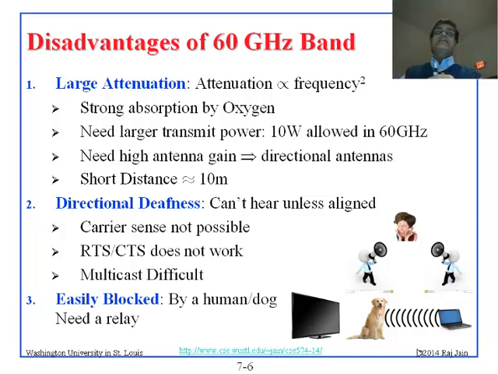So you cannot say, well, I will see if the medium is available. Whether the medium is available depends upon the receiver. If somebody is talking to the receiver, it is not available. If nobody is talking, it is available. So RTS, CTS does not work. Multicast is difficult, and if you want to send to 15 people, you have to align the antenna 15 times.